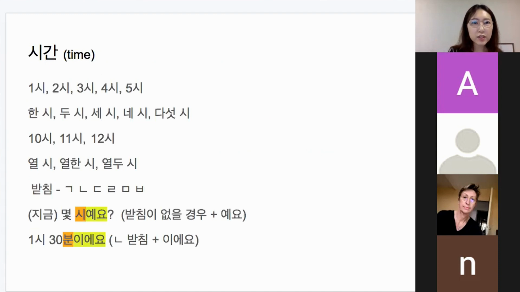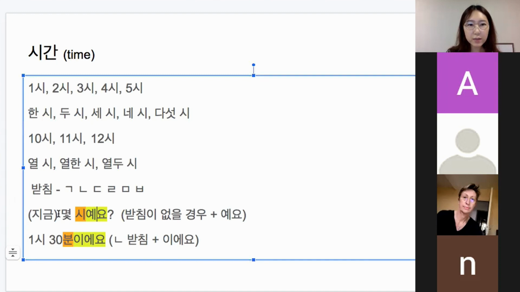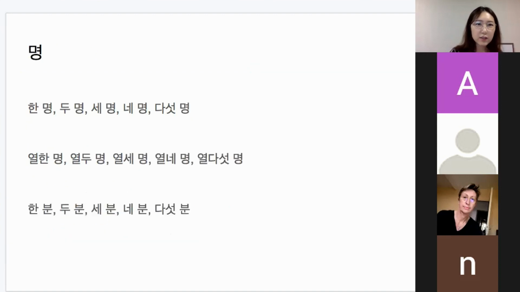So for the time, we use this one, second part. So 1 o'clock, 2 o'clock, 3 o'clock, 4 o'clock, 5 o'clock. 1시, 2시, 3시, 4시, 5시. Okay. So 몇 시예요? What time is it? Then 1 o'clock and 30 minutes. 1시 30분이에요. Good.